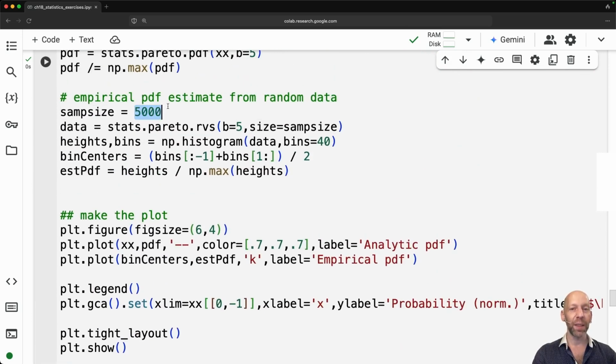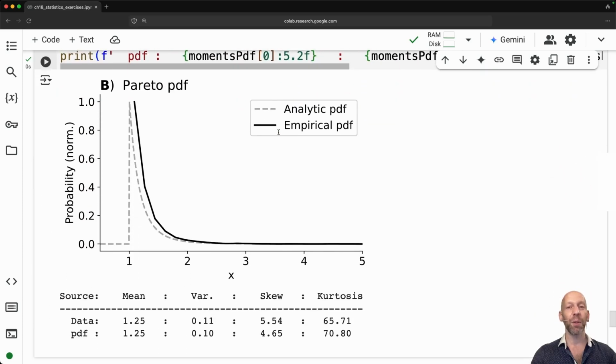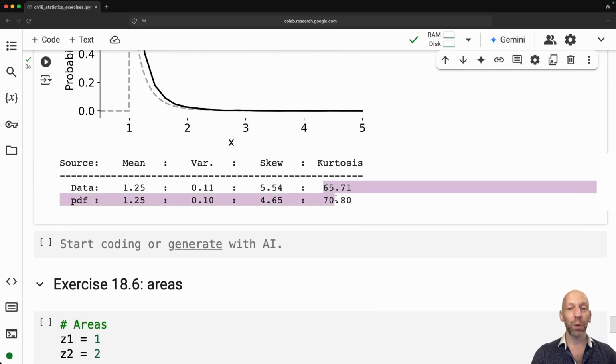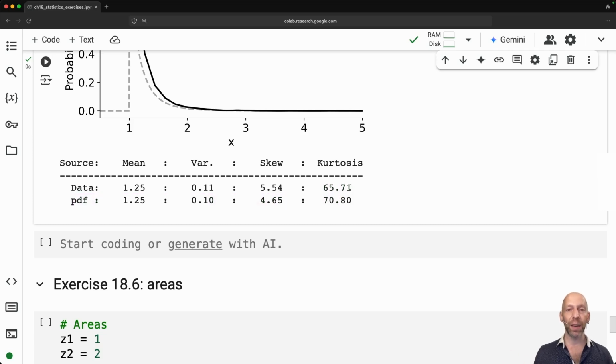So here it's 5,000. You can increase the sample size maybe to 50,000 or 500,000, and you will find that as the sample size increases, the match between the expected and the actual kurtosis is going to increase. So this number is going to get a little bit larger. It will probably never get all the way up to 70.8, but that's okay. It will get a little bit larger.